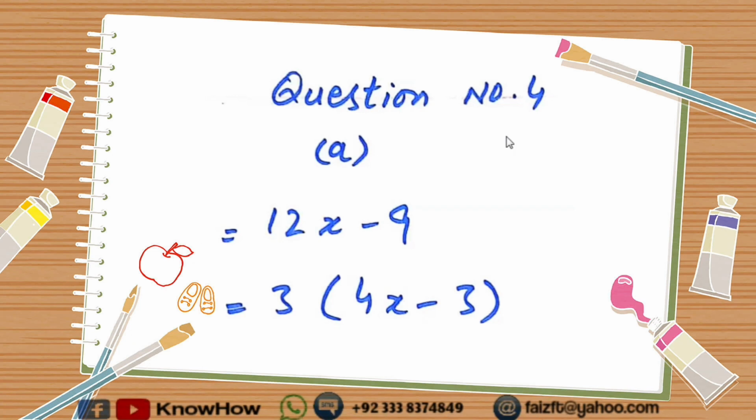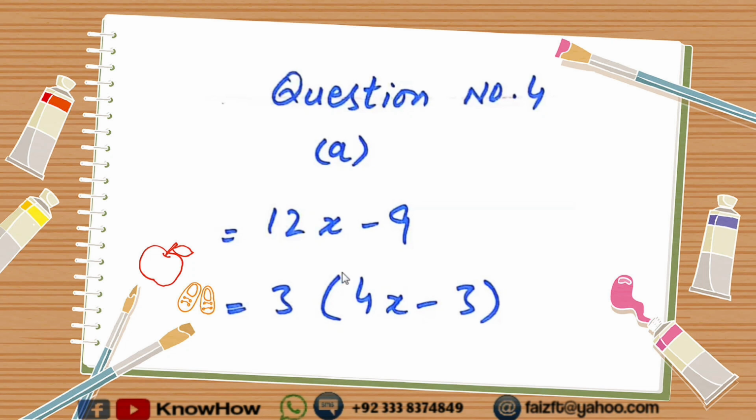In the first part of question number 4, that is 12x minus 9. As I've told you, whenever we have to factorize, the first thing we have to see is whether we can determine the common factor between these numbers. In 12x minus 9, the common factor is 3, because 12 is divisible by 3 and 9 is also divisible by 3, so 3 is common.